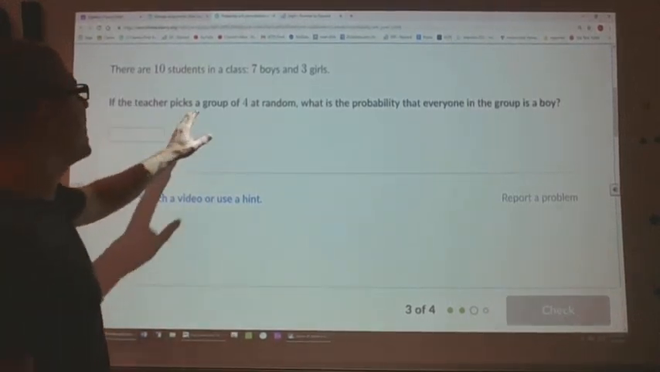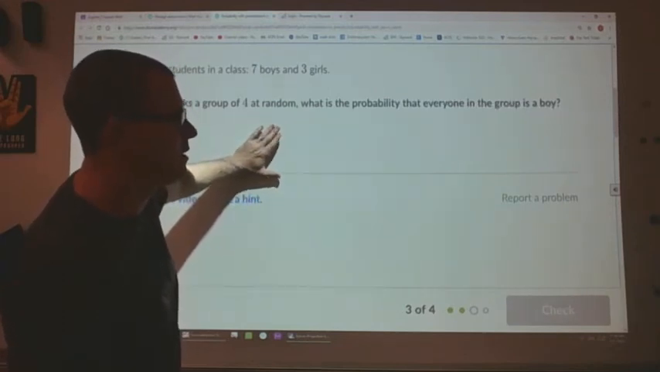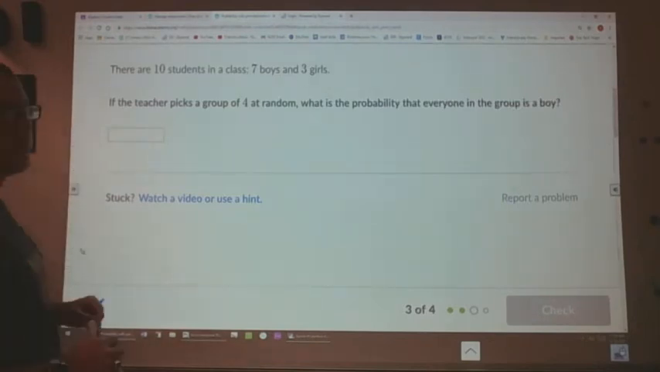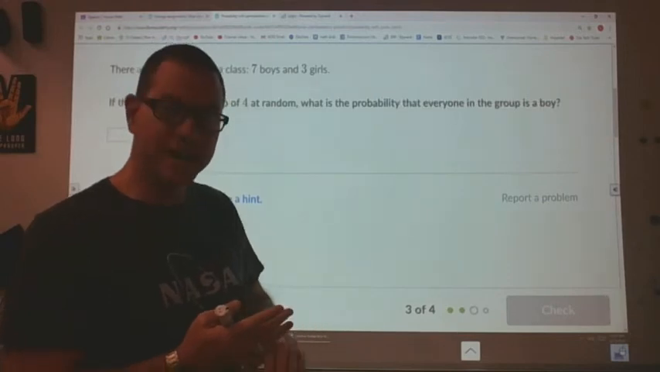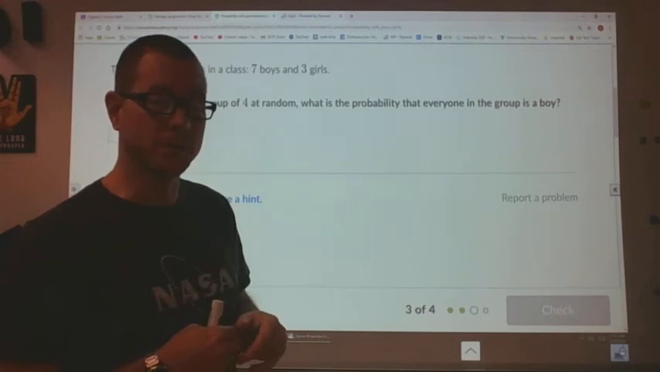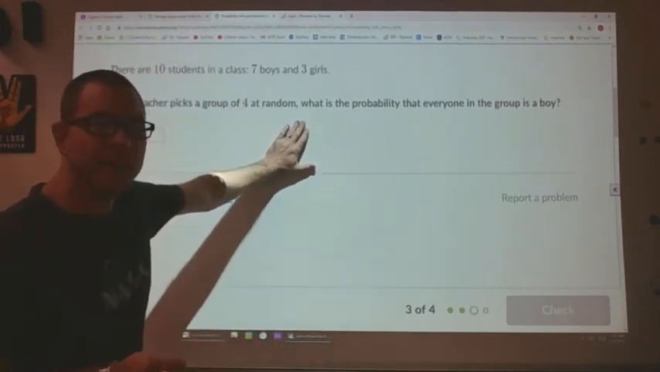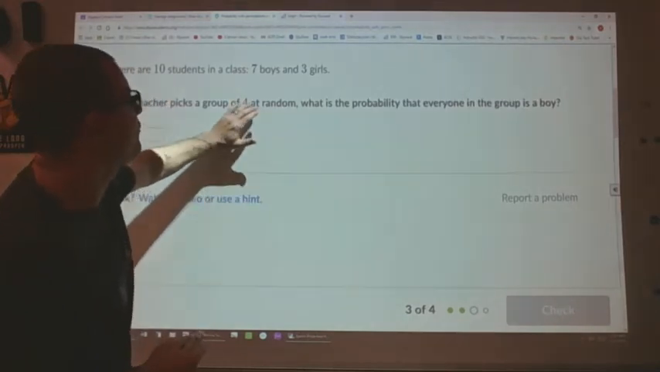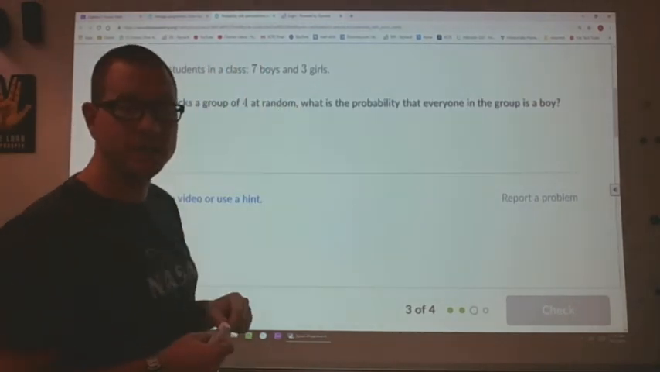Okay, so let's look at probability with permutations and combinations. So remember, probability is just the desired number of outcomes divided by the total number of outcomes. The difficulty comes in actually figuring out what those numbers are when we have more complex scenarios. So this has two different types of questions.